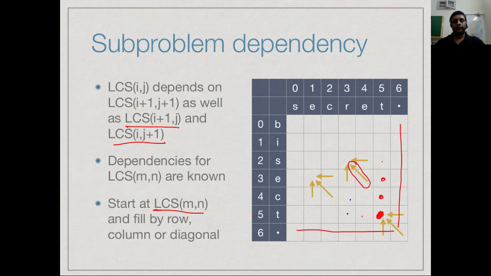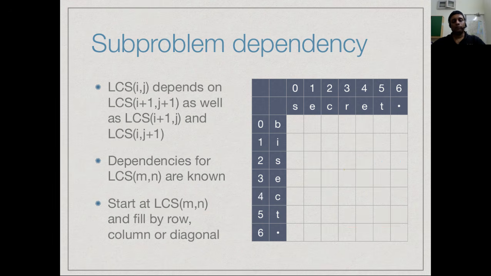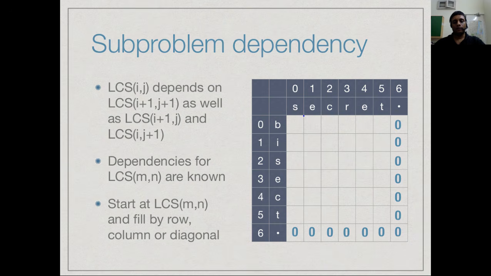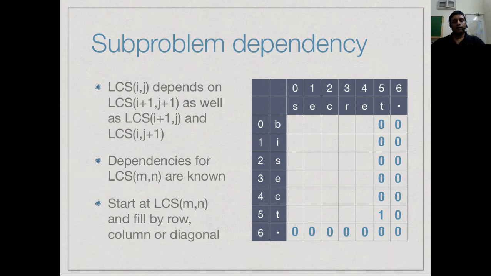Or you can do diagonally. So let's do it column by column, right? So we start with the base case where the LCS at the boundary is 0 because you cannot have a longest common subsequence with an empty word. Then we fill up the first column and here we get a 1 because when the two match we have 1 plus LCS of i plus 1, j plus 1. Right? Now we have some differences.